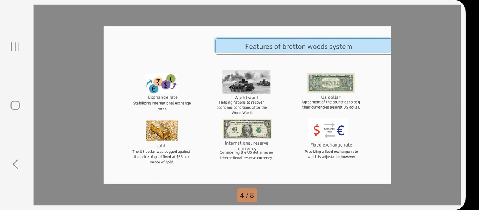The next feature of the Bretton Woods system depicts that the US dollar was pegged against the price of gold, fixed at $35 per ounce of gold, which actually represents the undervaluation of gold in terms of the US dollar. The next feature talks about the fixed exchange rate. One of the prime objectives of the Bretton Woods system was to provide a fixed exchange rate, which was however adjustable. This adjustment was only in some unavoidable situations.